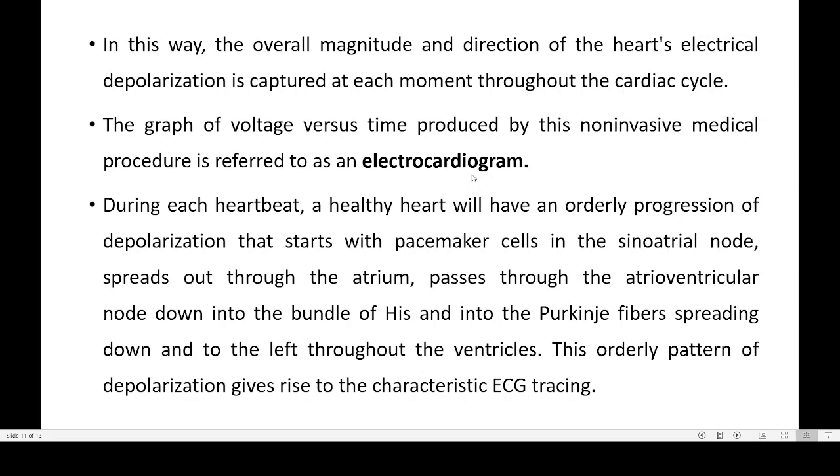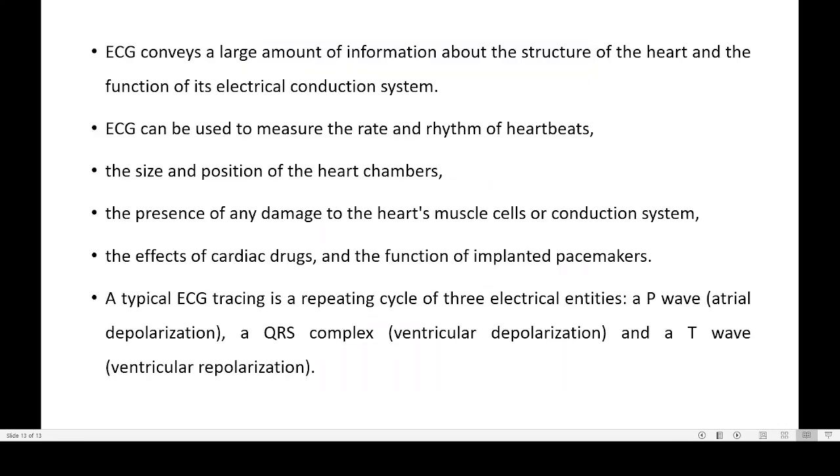Okay. So this is the importance of electrocardiogram also you mentioned here. What are the uses of ECG? So that's the end of the ECG, and we stop here.